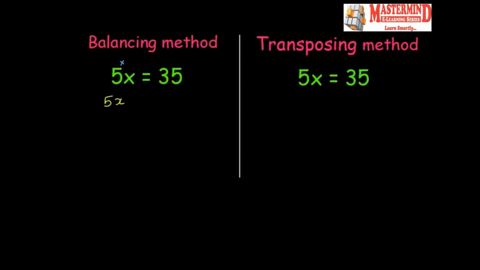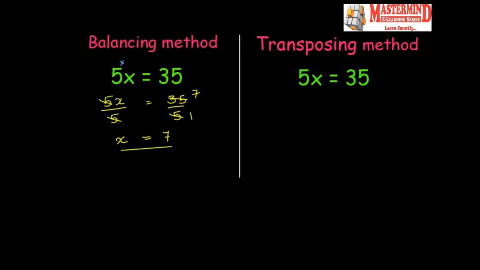So 5x was there and 35 was there on the right hand side. We will divide by 5 on both sides, because opposite of multiplication is division. Now this 5 and this 5 get cancelled off, and x is left alone on the left hand side. And then we cancel this off. 5 ones are 5 and 5 sevens are 35. So we have x is equal to 7.